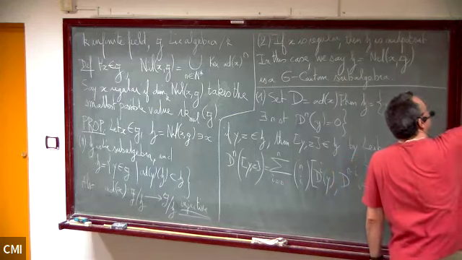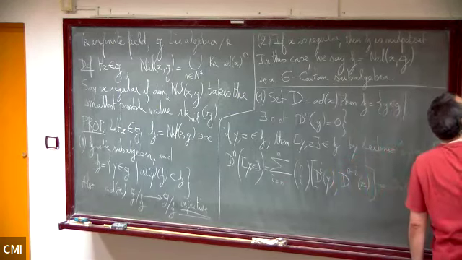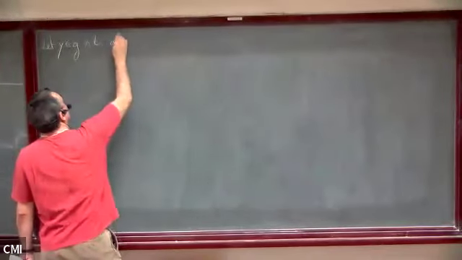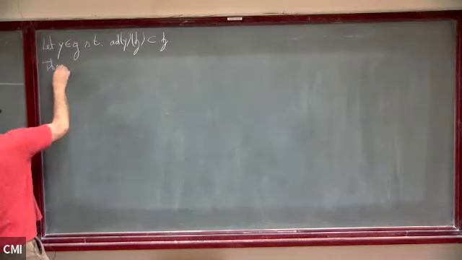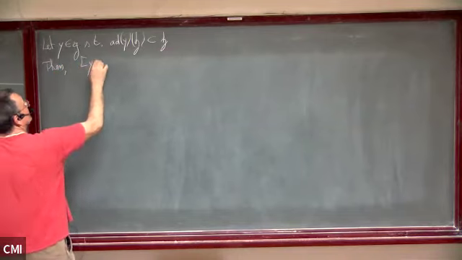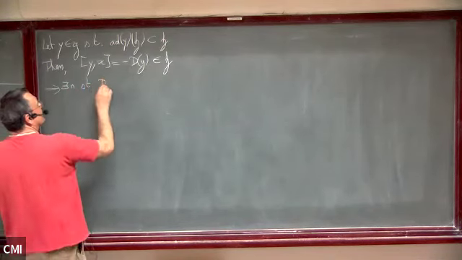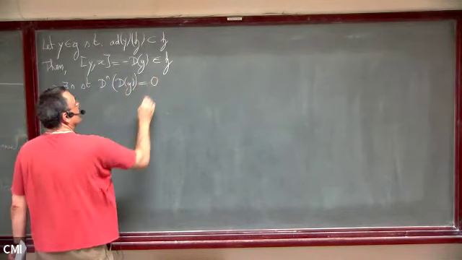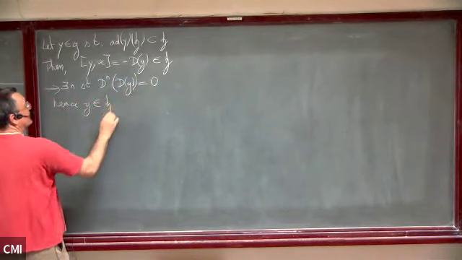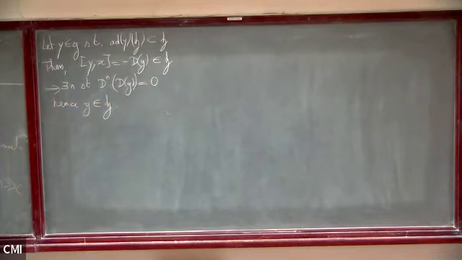And now let y in G be such that ad y of H is contained in H. Then, in particular, the bracket of y and x, which is equal also to minus D of y, is in H. And there exists n such that D^n of D of y is 0, hence y is in H. Okay, so the normalizer of H in G is no larger than H. And so this proves the first statement.